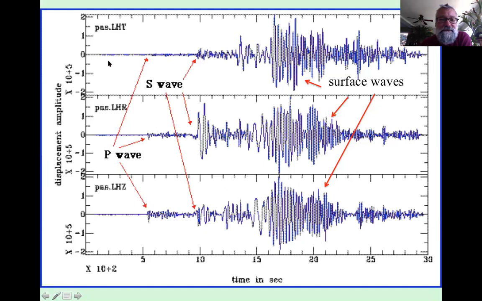This shows three different seismograms here, and in each of these you can see the arrival of the P wave. The second one to hit is the arrival of the S waves, and then this big jumble is the surface waves. And what we're going to show you now is how we can employ this to get the location of an earthquake.